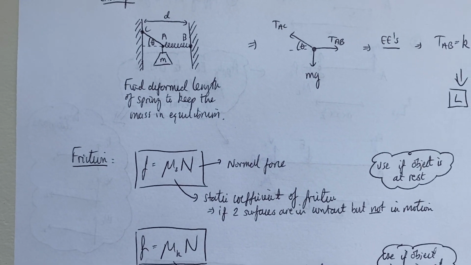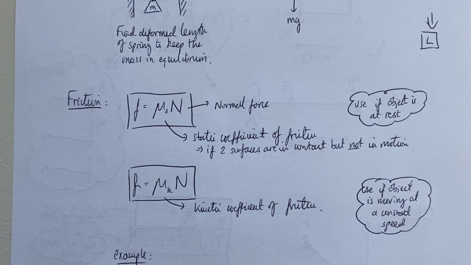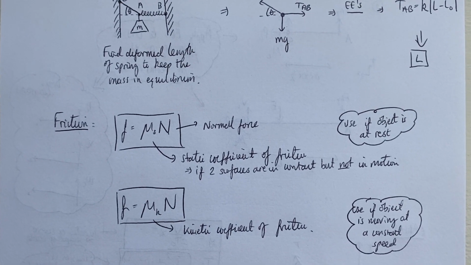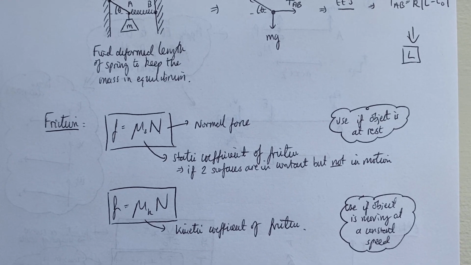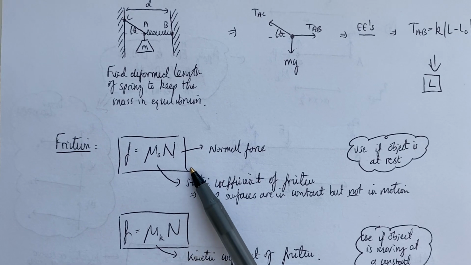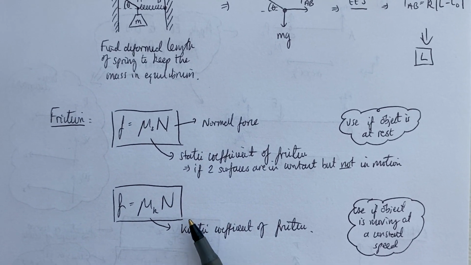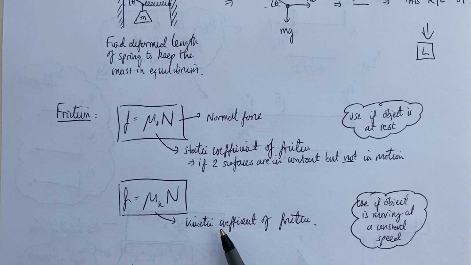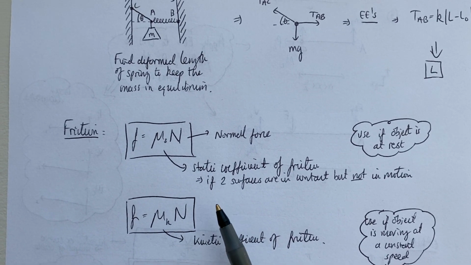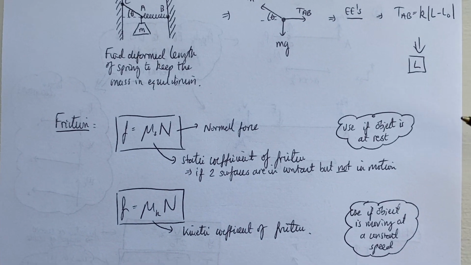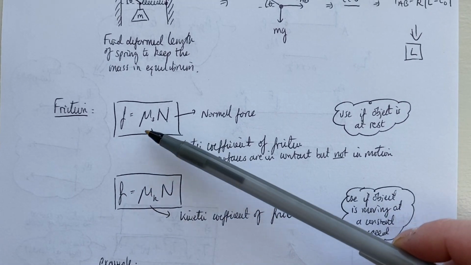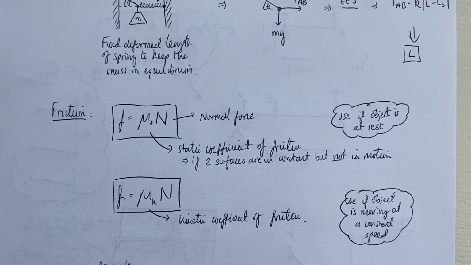We looked at friction recently as well, and we said that there were two forms of friction. There's the static coefficient of friction and also the kinetic coefficient of friction. So the static one is the one that you use when the objects are at rest. The kinetic one is the one you use if the object is moving at a constant speed. And depending on what we're asked to find, depends on which one of these will be given in the question, unless we're asked to find it.